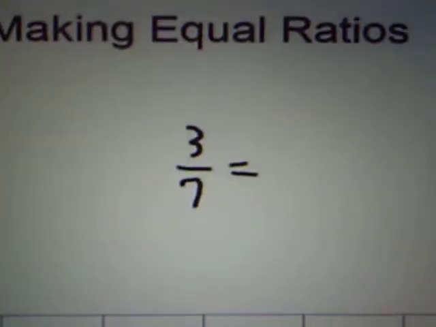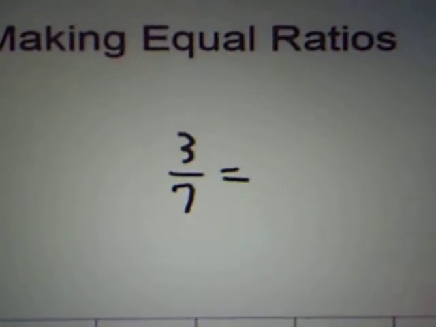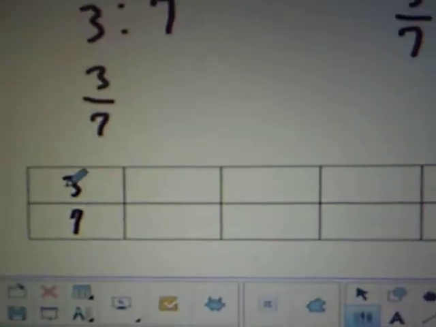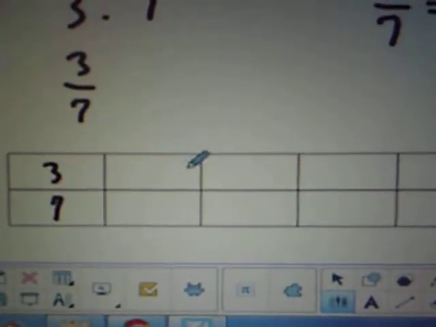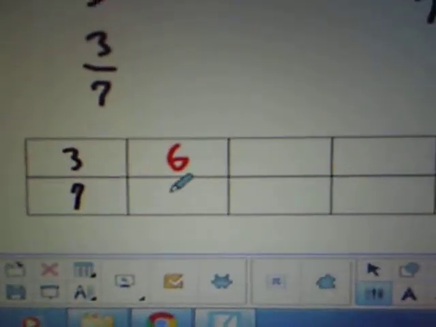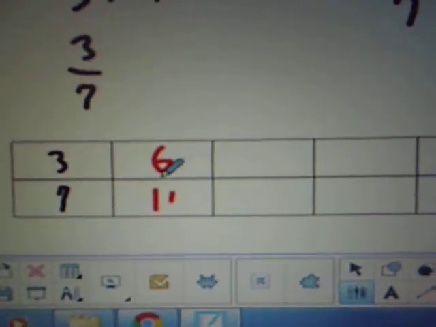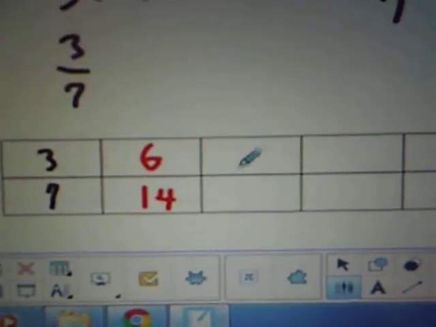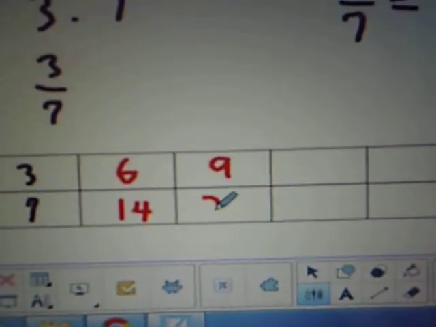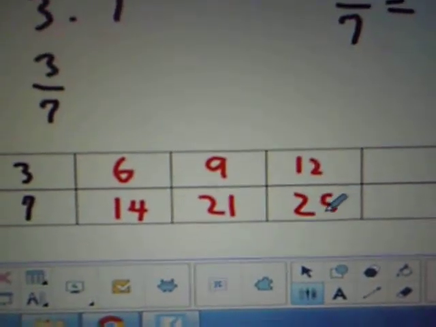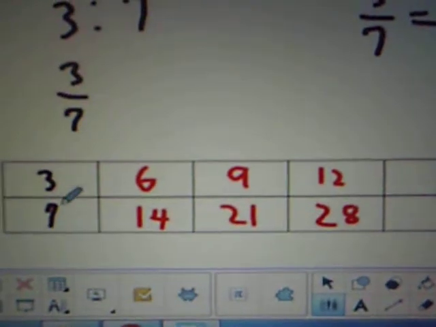Suppose I have this ratio 3 to 7. Okay? You can make an equal ratio, well, by filling out the table. So 3 to 7, if I just add another 3 here, I get 6. Then I just have to add another 7 down here. Every time I add a 3, I need to add a 7. So 6 to 14, 9 to 21, 12 to 28, and so on, would all be equal ratios to 3 to 7.